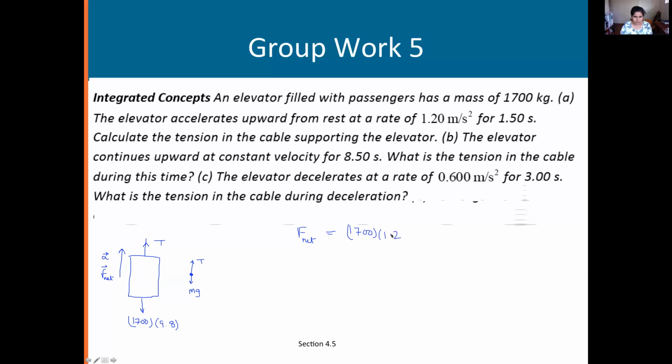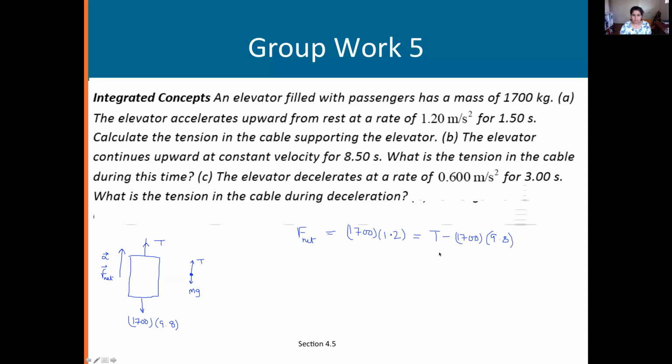Let's make that point a little more obvious. So this is my F net. And F net is also the resultant of these two. So if I take the upward direction as positive, this is going to be tension minus the weight downwards, which is 1700 times g, 9.8.